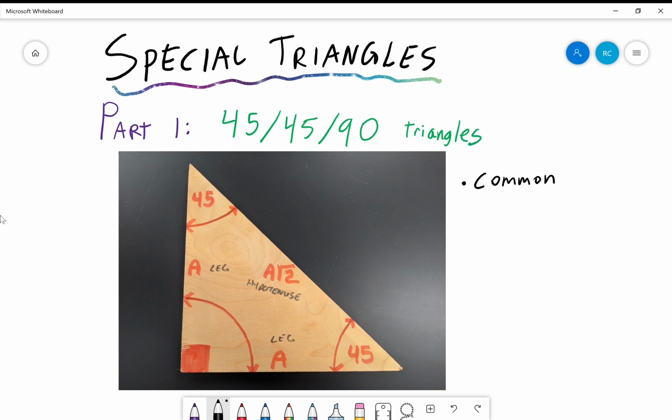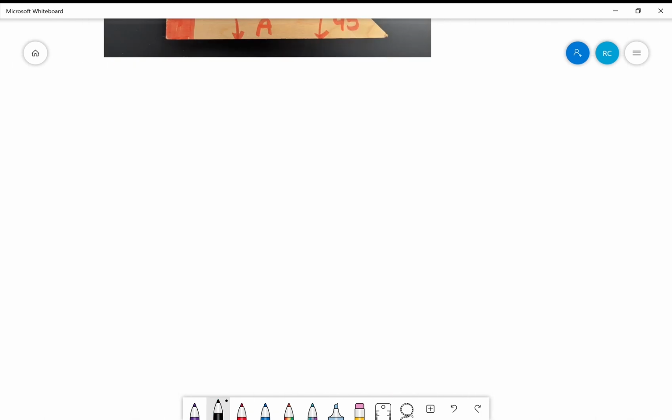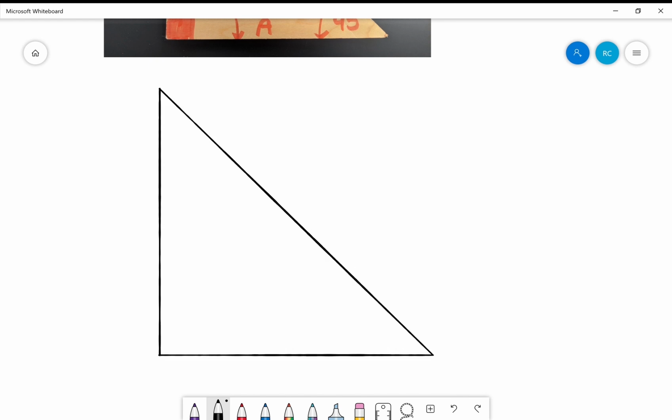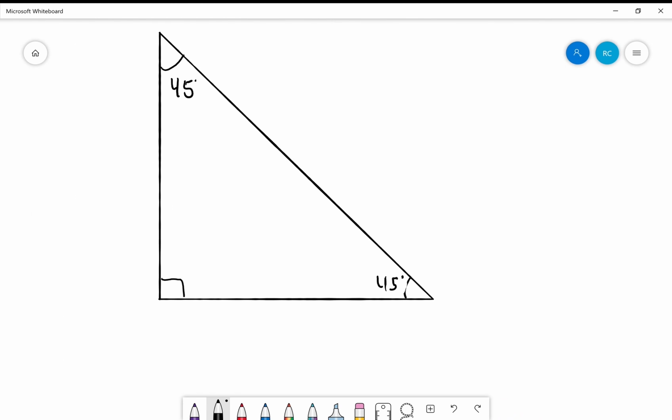Now, you should recognize this as one of the large wooden triangles from my classroom. It is in fact demonstrating the 45, 45, 90 triangle theorem. So let's start with a 45, 45, 90 triangle. Okay? This angle is 45 degrees. This angle is 45 degrees. That's a 5, not a 6. Okay? So we've got this 45, 45, 90 triangle.